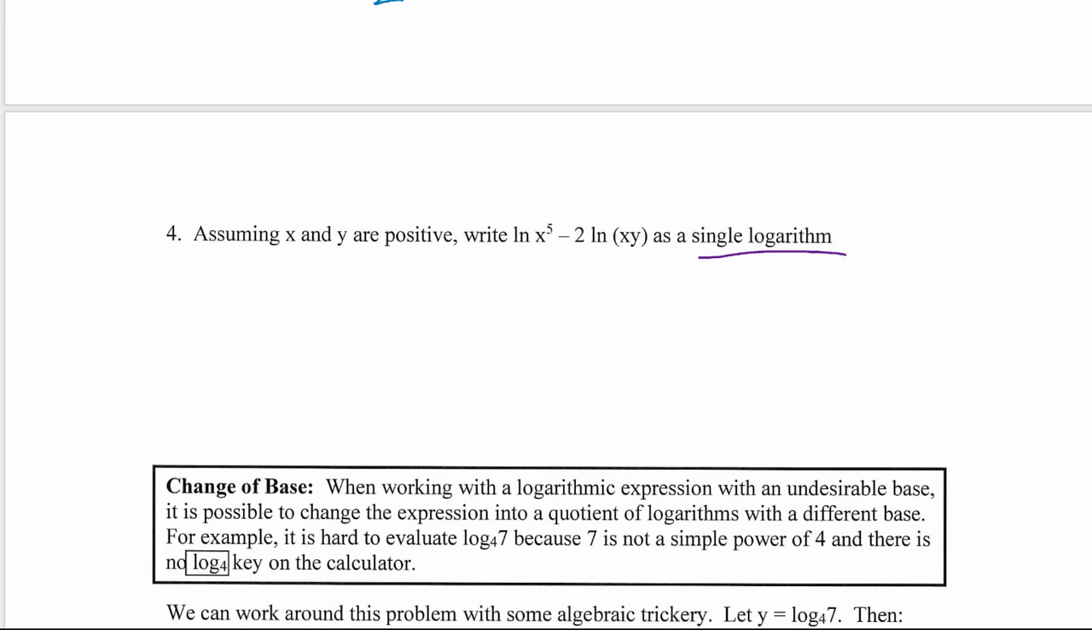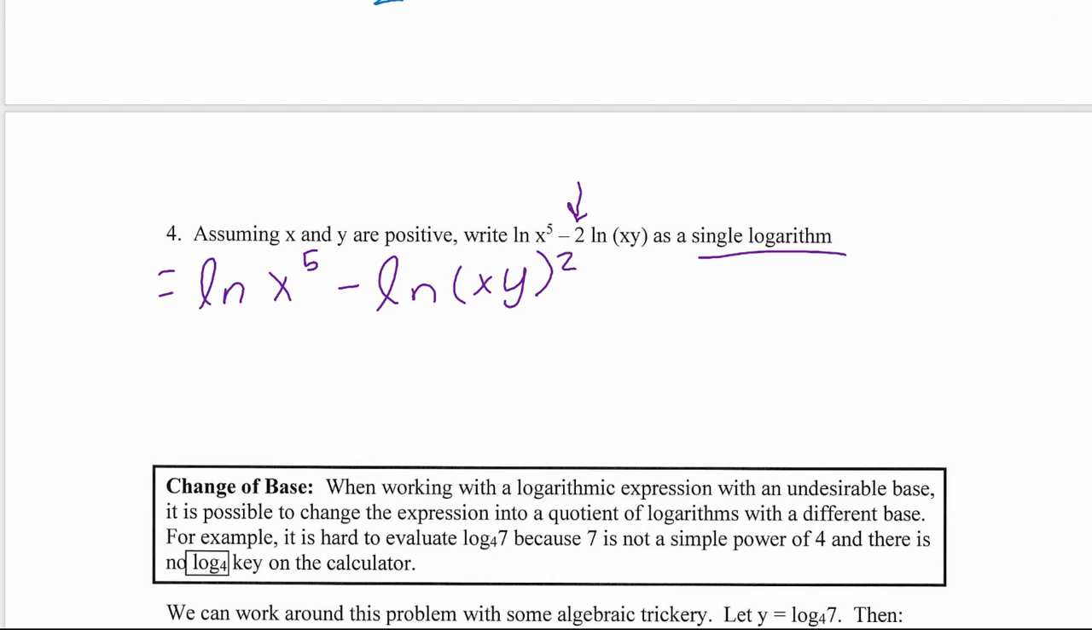So now what we're going to look at is to see if there's anything where we do have a number out in front that can be rewritten as an exponent. And in this case, we've got that 2. So I'm going to rewrite that now, moving the 2 back up into the exponent position. So this can be rewritten now as the natural log of x to the 5th minus the natural log of xy squared. Okay, so that 2 now just moves up into my exponent spot.